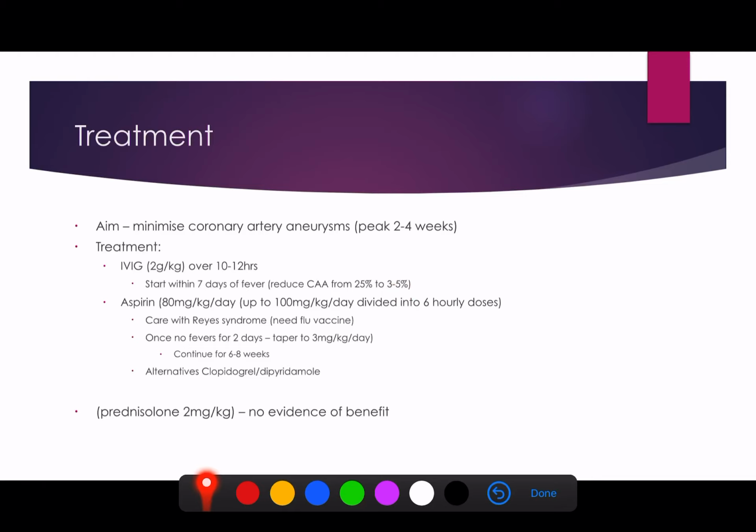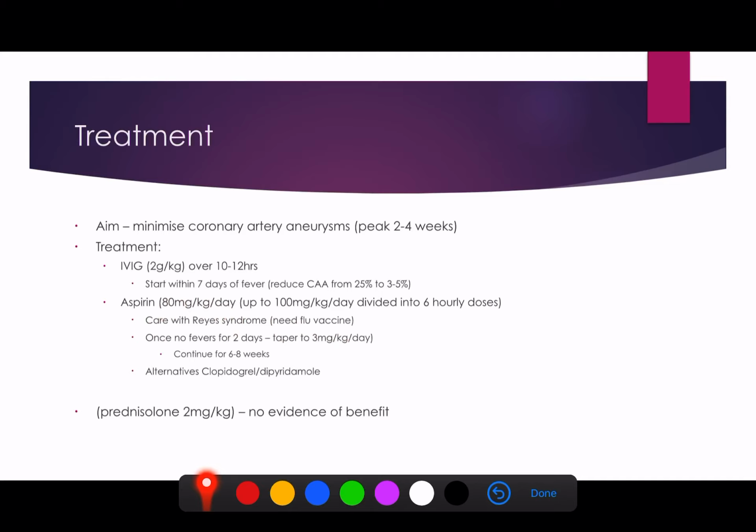Along with the IVIG, they also start aspirin, which has some antiplatelet effects, and that's useful. It's quite high doses of aspirin that they use, 80 milligrams per kilogram per day, up to 100 milligrams per kilogram per day, divided into 6 hourly doses. Do have to be careful with Reye's syndrome, which young children get with aspirin, which is why we tend to avoid aspirin in young children.